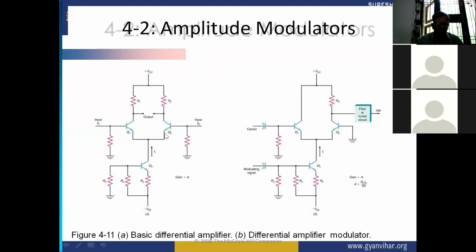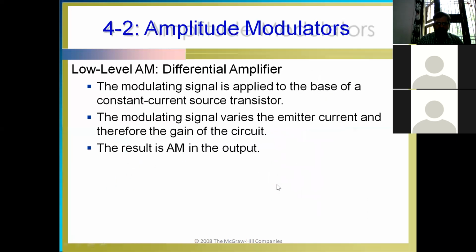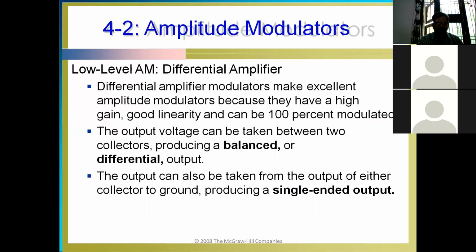So there are different transistors and different capacitors and resistance are used as per requirement. So the output voltage can be taken between two collectors producing a balanced or differential output. The output can also be taken from the output of either collector to ground, so producing a single-ended output.